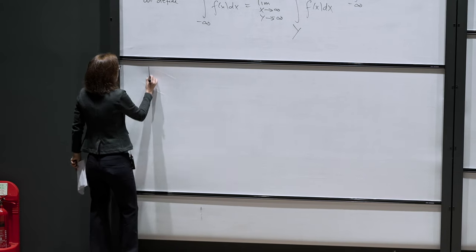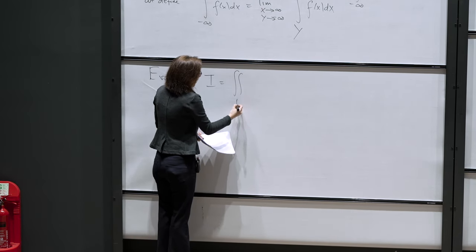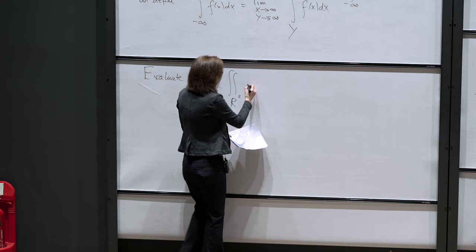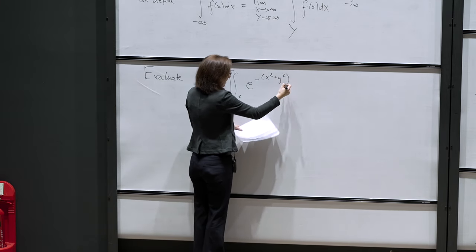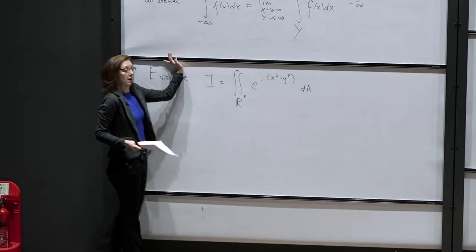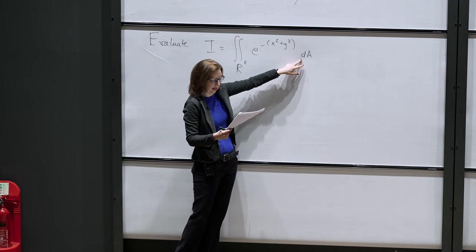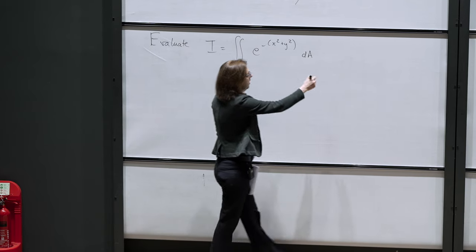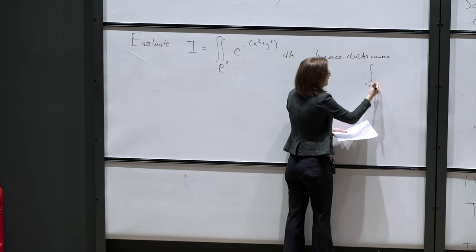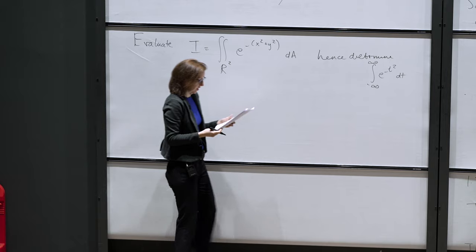So to make progress here, we're going to start by evaluating the integral I over the plane R squared of e to the minus (x squared plus y squared) dA. At the minute, it's all on a Cartesian coordinate system. We're going to integrate this function over the entire plane, so this is an infinite domain, with respect to dA, which I'm going to write as dx dy. And from this, we're going to hence determine the integral that we want, e to the minus t squared dt between minus infinity and infinity.